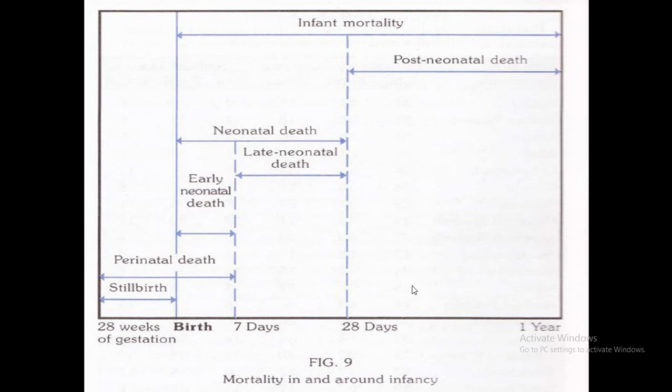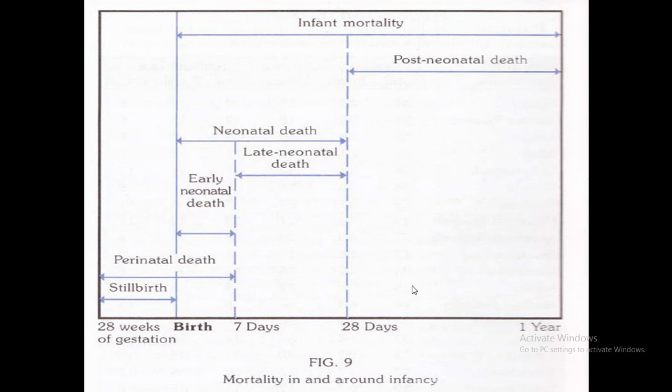After 28 weeks of gestation, we call it a viable fetus. If any death occurs between 28 weeks of gestation and birth, and the fetus is born dead, then we call it stillbirth. And the death of the child between birth and 7 days is called the early neonatal period. The chances of child death are more common in the first week after delivery. That we call early neonatal death.